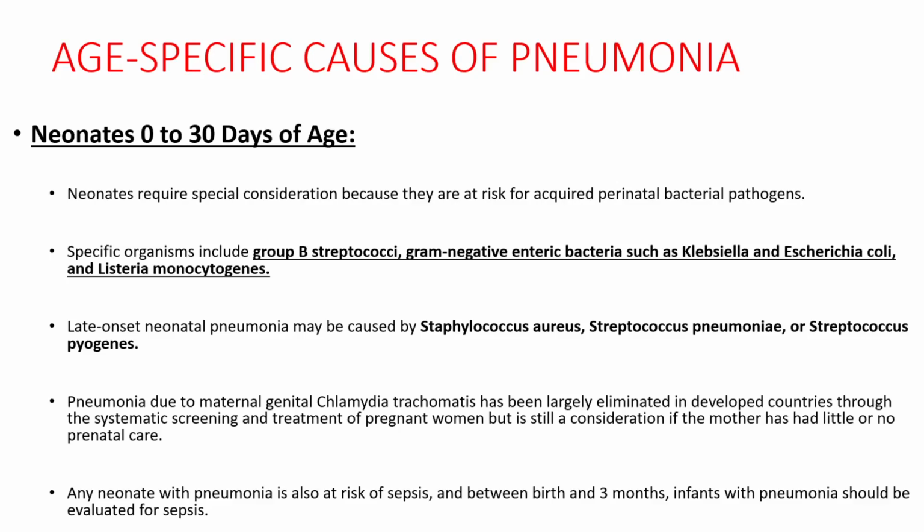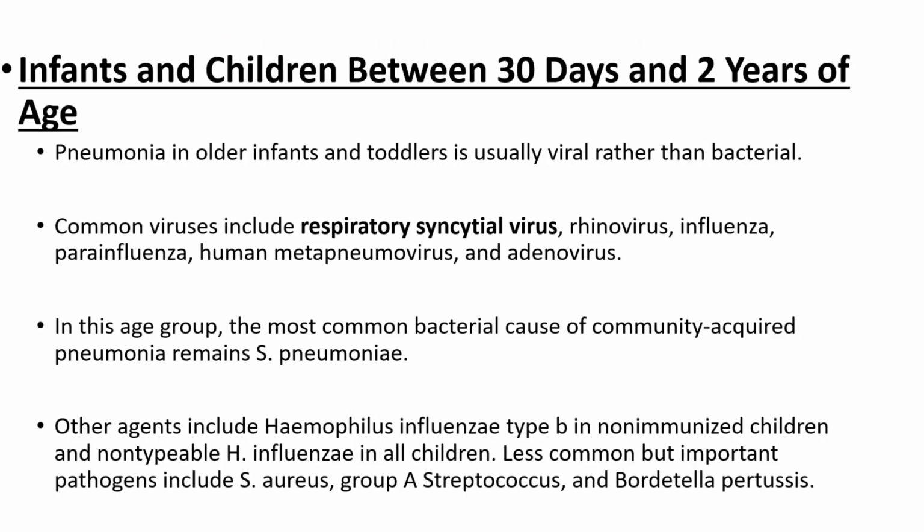still seen in developing countries. And if we come to infants between 30 days to 2 years of age, and also children, these infections are usually viral rather than bacterial. The most common viral illnesses seen in this age group are respiratory syncytial virus, rhinovirus, influenza, parainfluenza, and so on. And among bacterial causes, Strep pneumoniae is the most common.